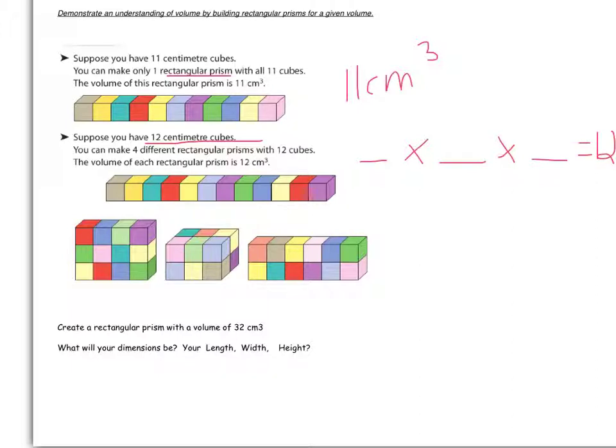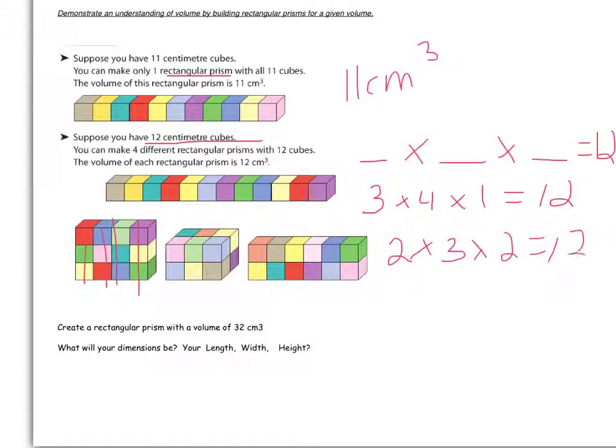We could have, well, we know 3 times 4 is 12, and we could have one layer of that. So 3 rows of 4, one layer is 12. Perfect, that works. What else could we do? Well, let's see. 2 times 3 is 6. 6 times 2 is 12.